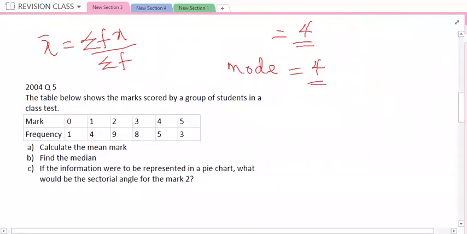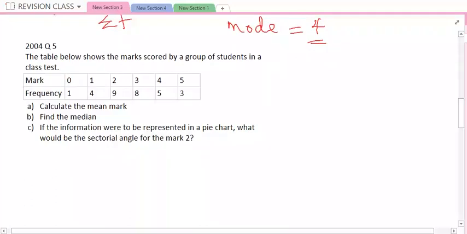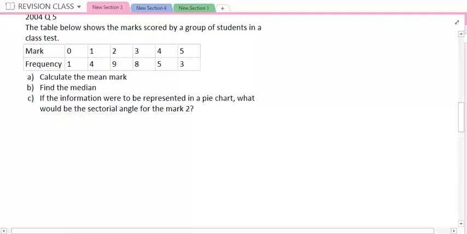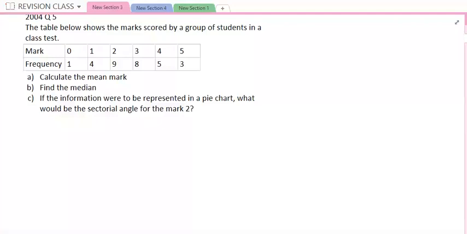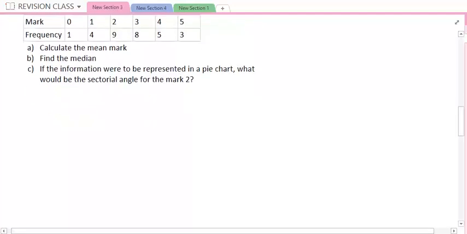All right, let's look at this question. In 2004 question 5, we have this question. The table below shows the marks scored by a group of students in a class test. That's the table. The first question, calculate the mean mark. The second question, find the median. The third question, if the information were to be represented in a pie chart, what would be the sectorial angle for mark 2? So how do we solve it?